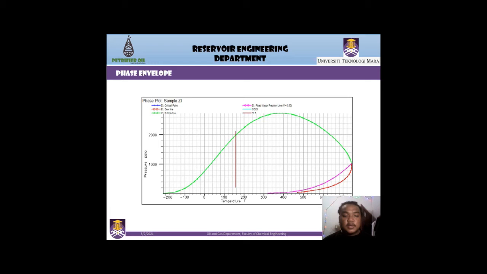Last but not least is the phase envelope. From the ternary diagram, we have already obtained that the phase behavior is black oil. From the data collected before, we can obtain the phase envelope using the Eclipse software. The characteristic of the reservoir is a saturated reservoir and black oil. This is due to the initial pressure and temperature being located outside the envelope.